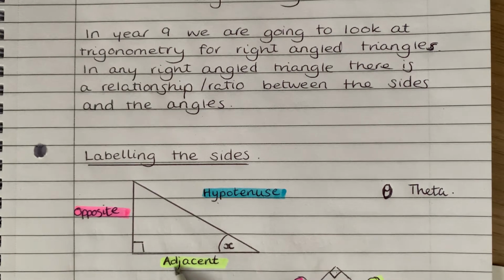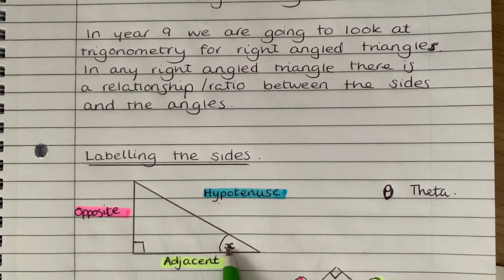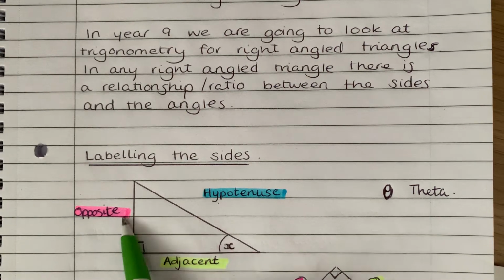Now this line here is next to the angle in the question, so therefore I call it the adjacent. Adjacent is a word for next to. And then this line here is called the opposite. See, it's looking out at the window at the angle in the question, so it's the opposite.